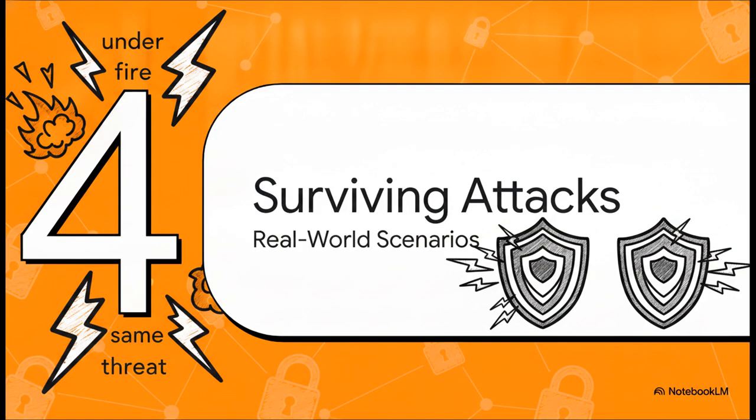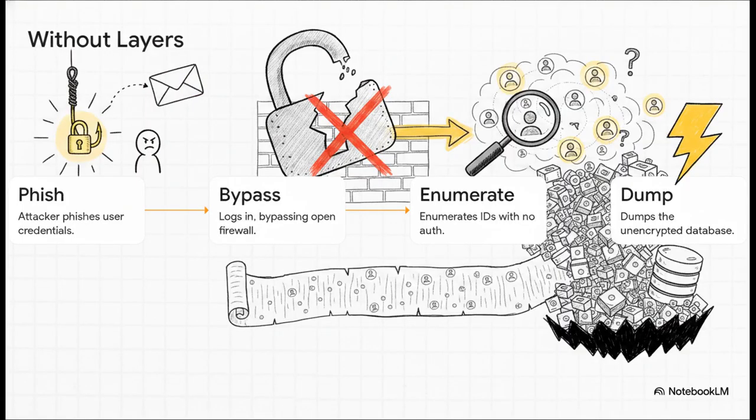Section 4. Surviving real-world attacks. Let's look at a quick scenario without defense in depth. Imagine an app that only relies on basic authentication and a firewall. Step 1, an attacker phishes a user's password. That's one layer down. Step 2, they just log in. They bypass the firewall entirely because, well, it allows standard web traffic. Step 3, they start enumerating user IDs in the URL. Because there are no authorization checks, they can just view thousands of profiles they don't even own. Step 4, they dump the completely unencrypted database. It's fast, brutal, and totally over. A single phished password led to a catastrophic, uncontested compromise simply because there were absolutely zero backup layers.